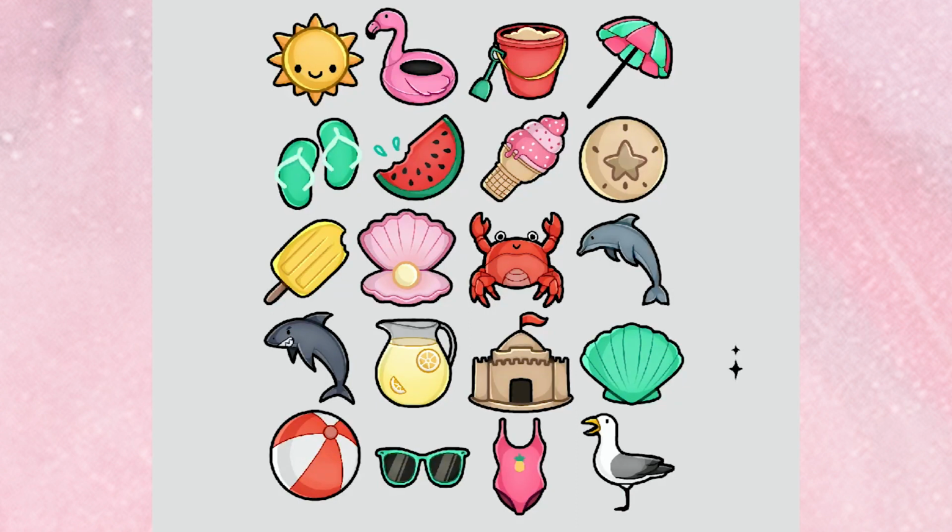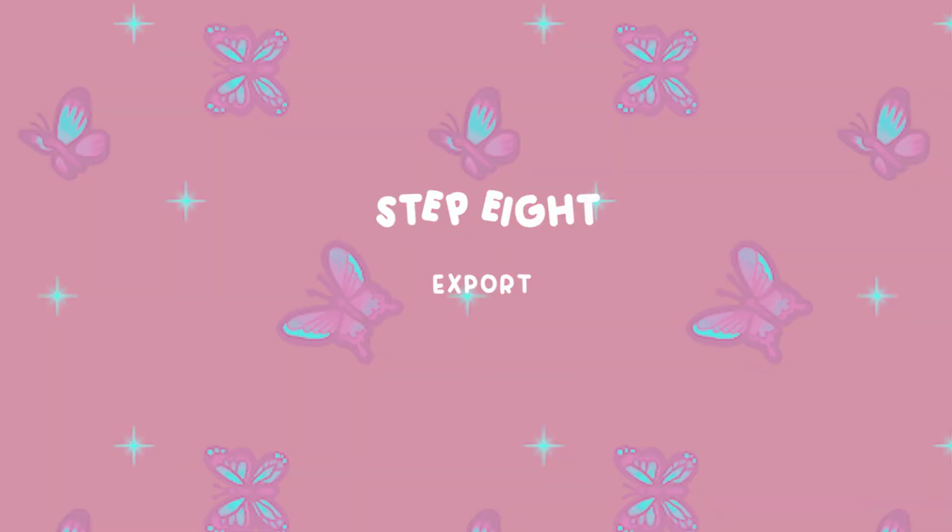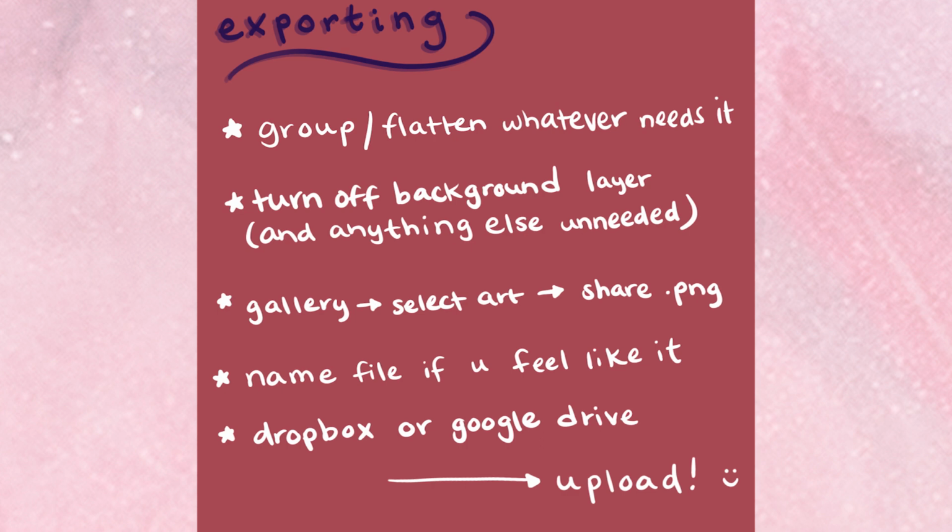Anyway, there's really not much to say about this step, it's just coloring. Step 8. Export. Get almost to the finish line. Now we're going to group and flatten anything that we can, just kind of tidy up your layers. You don't have to do this, but I tend to reuse this same canvas instead of always creating a new one. So for me, this helps just to stay organized.